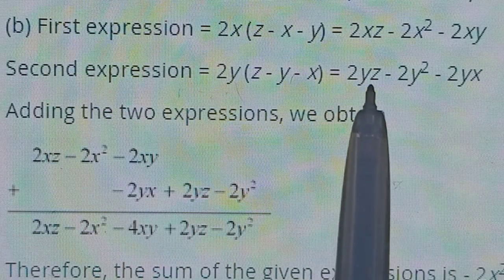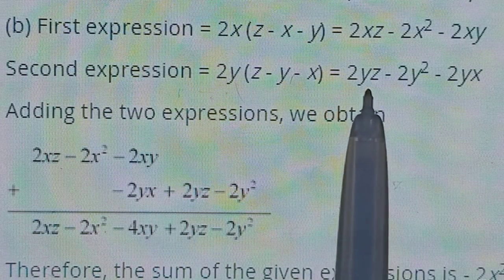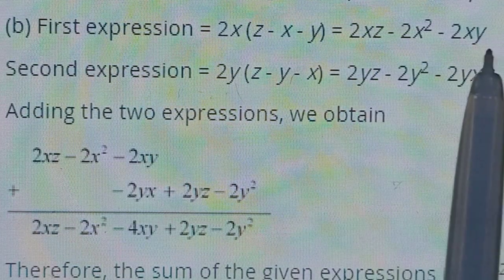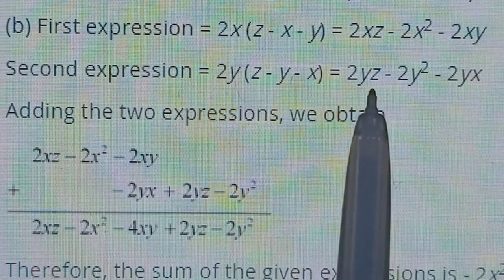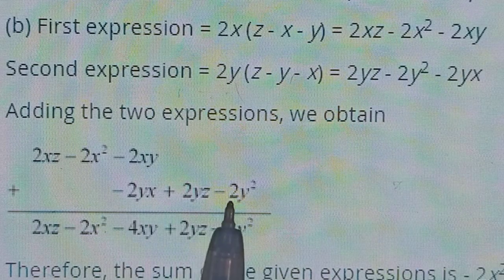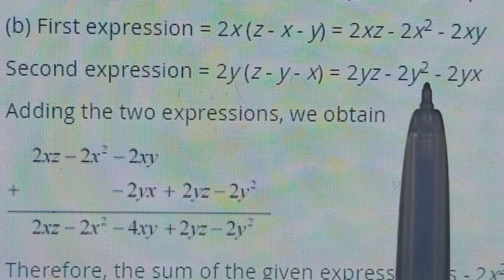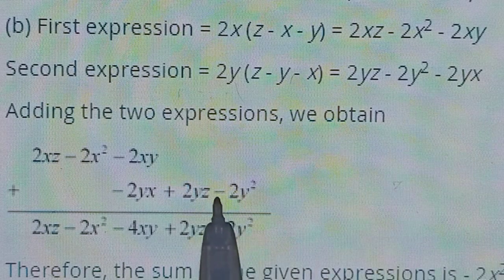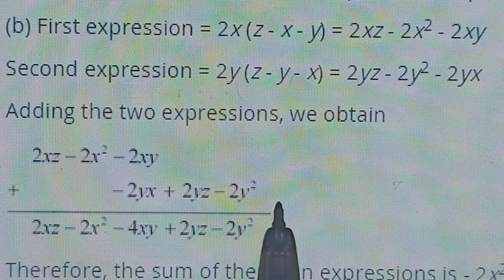Now when you're writing the second expression, if you have like terms, they'll be below. Anytime there are terms similar to any of the terms here, you'll put that below it. So 2yz, did we have any yz? No, so we will write that yz separately. Then we had minus 2y square. Did we have more y squares? No. So minus 2y square will also be written separately.